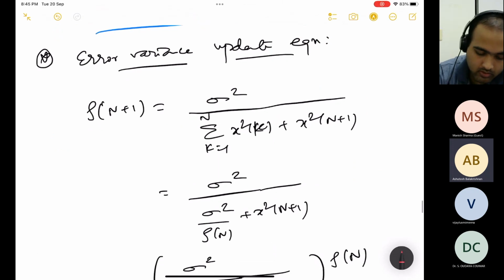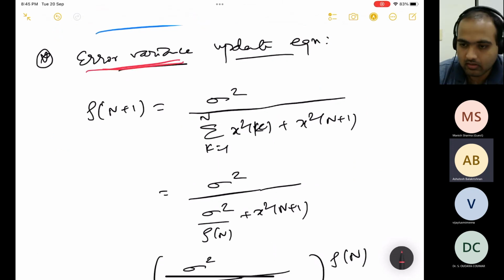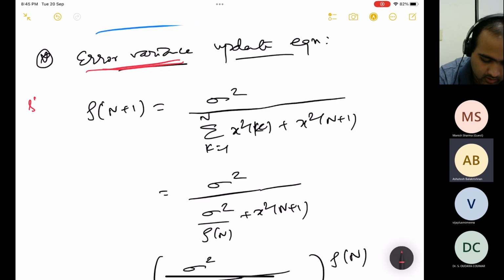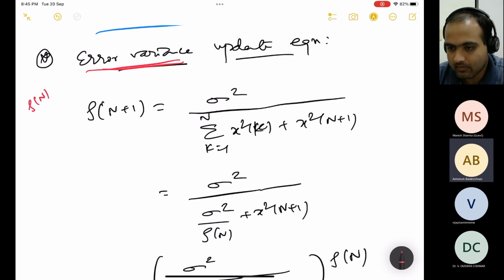So now we are going to see how the error variance will be updated. So far we saw how our estimate is being updated. Now we need to see how the error of my estimate is being updated, right? We were using the notation rho n, that is the error update till time t equal to n, to find out what my error update is.